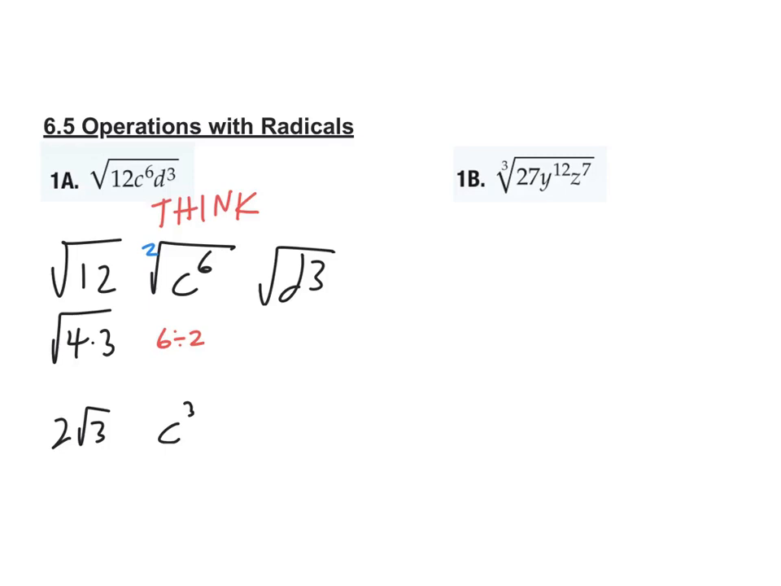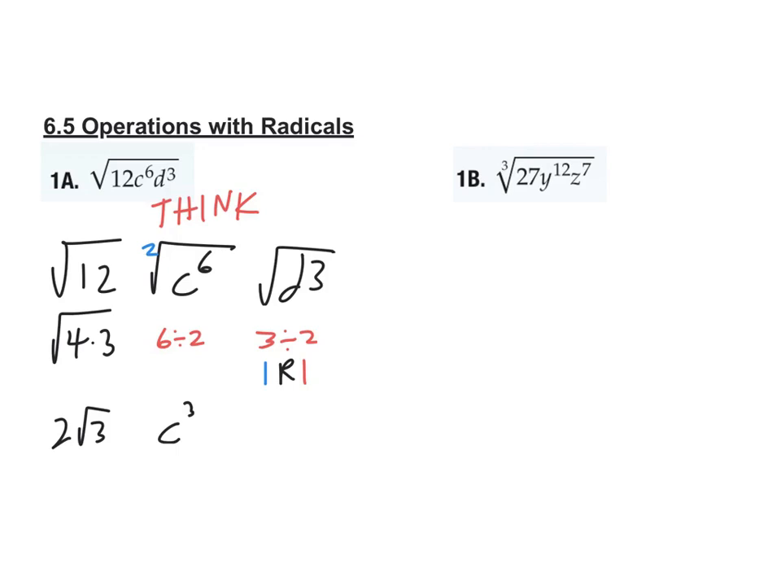Now, let's focus our attention on the square root of d to the 3rd. This one's trickier because when I take 3 divided by 2, it doesn't work out evenly. So this is where the other new part of this section comes into play. We do our division, and I get 1, remainder 1, and I color-coded it on purpose.